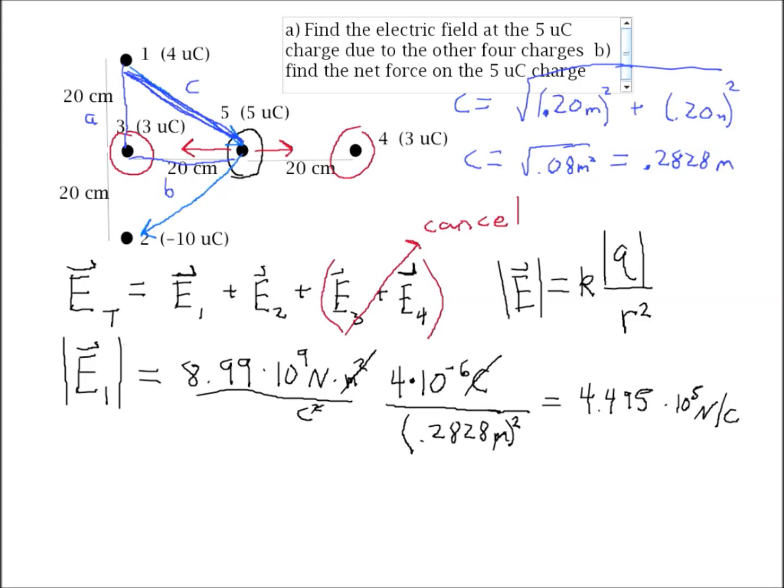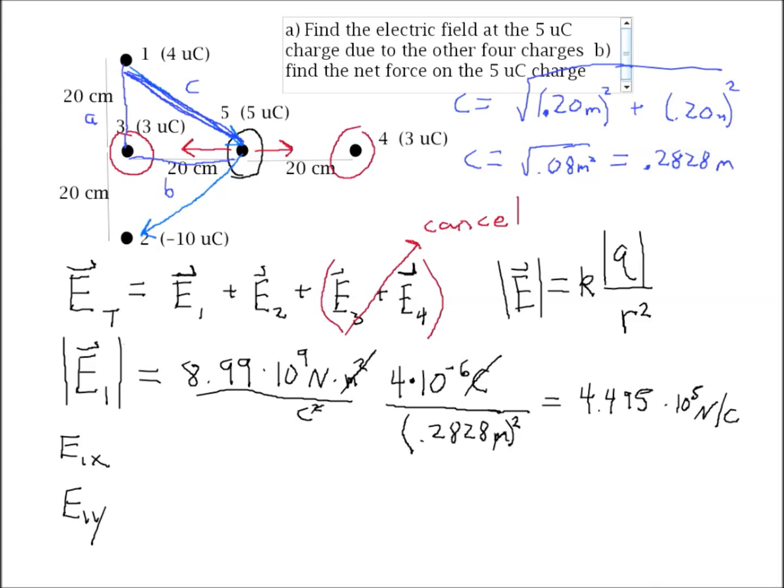Now for the direction of the electric field due to charge 1, we're going to need to find the x and y components. So we need E1x and E1y. We need to resolve the vector E1 into its x and y components.